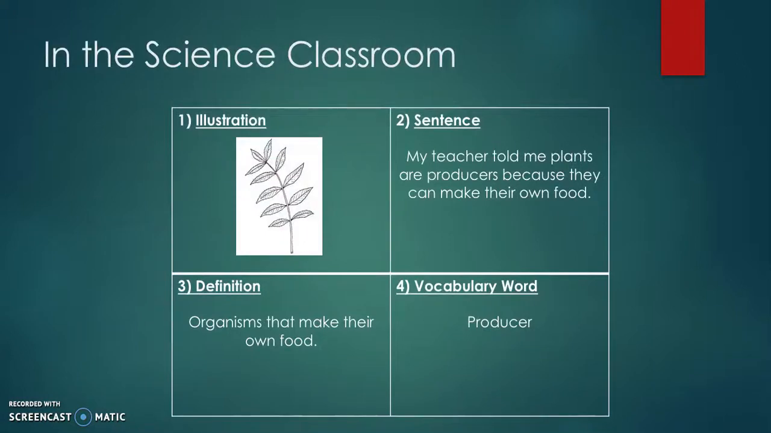Four-corner vocabulary charts can be implemented into any classroom. For example, a science teacher may want to help his or her students learn about the words producer, decomposer, and herbivore for an upcoming food chain lesson. The teacher can simply have the students create a four-corner vocabulary chart for each of the terms. Here is one that we created. There is an illustration of a plant, a sentence that includes the word producer in it, a definition of producer, and simply the vocab word producer in the fourth corner.